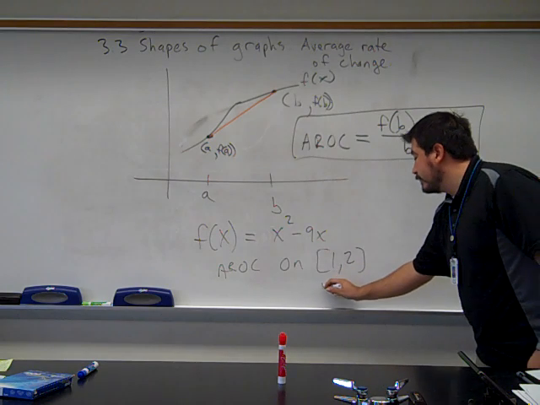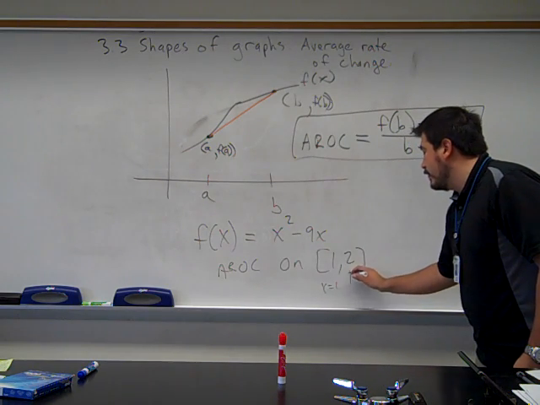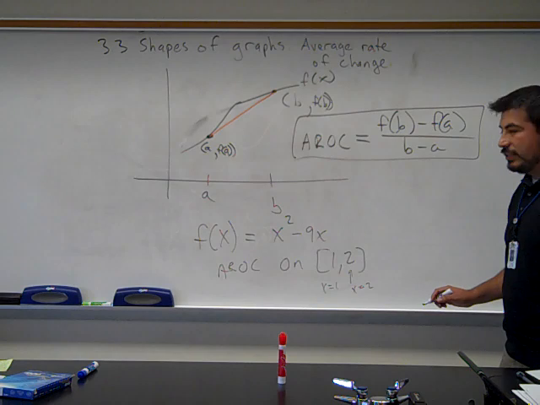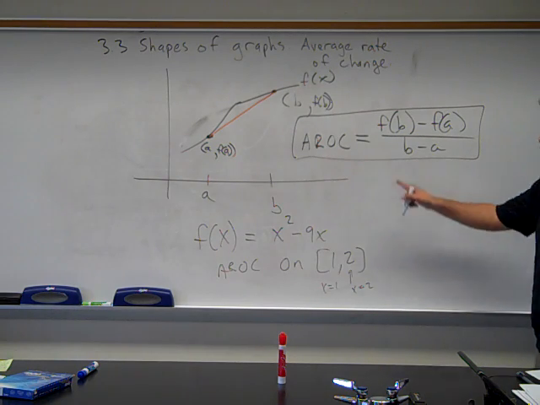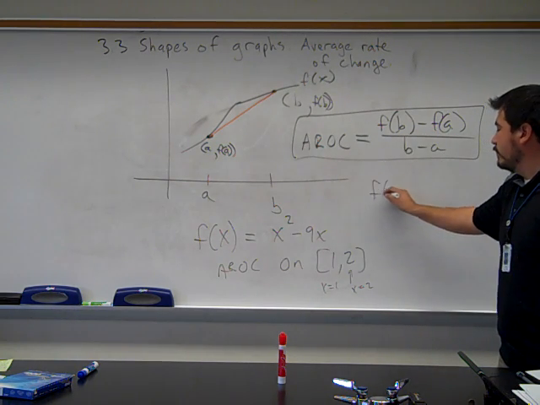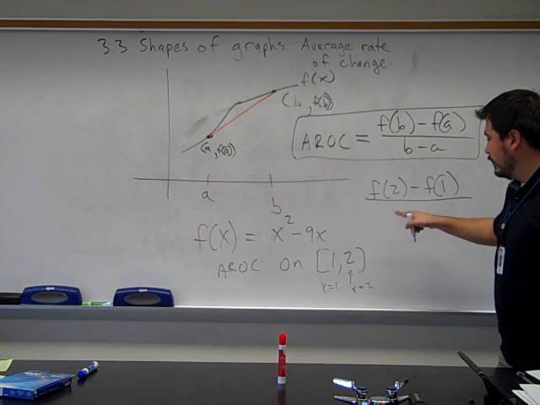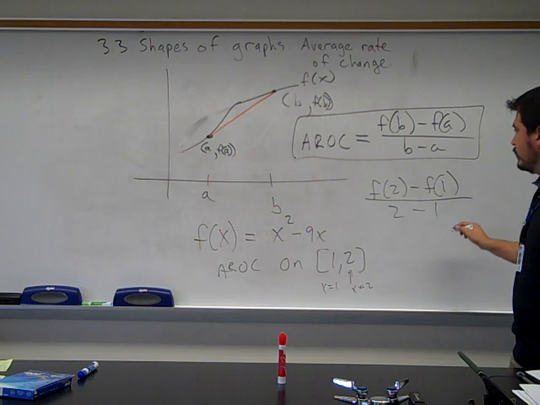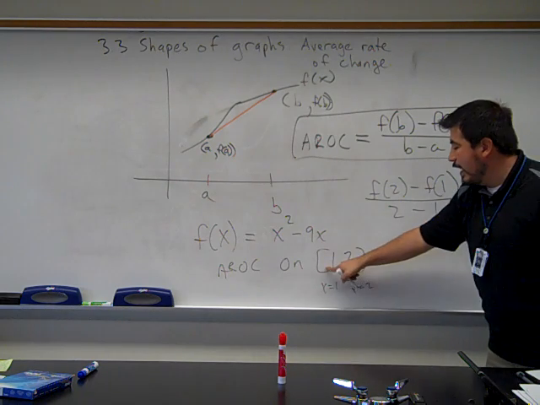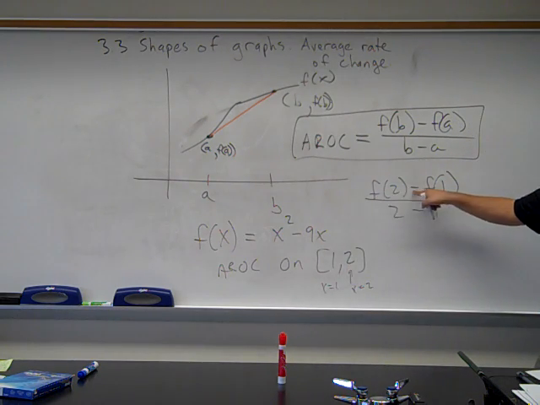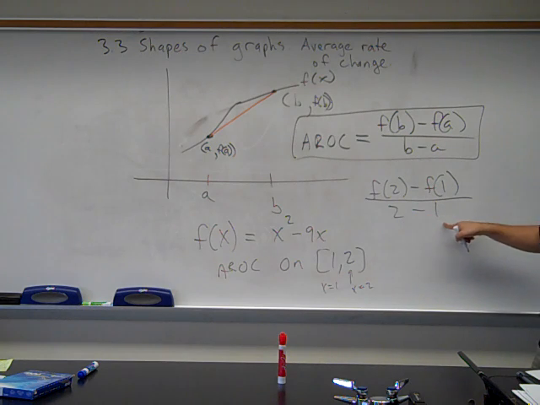If this is x, this is where x equals 1, this is where x equals 2, you simply find the outputs. Those go in the numerator, so you're going to do f of 2 minus f of 1, and then you do 2 minus 1. So it's just following the formula. This is your a, this is your b. So you do f of b minus f of a over 2 minus 1.